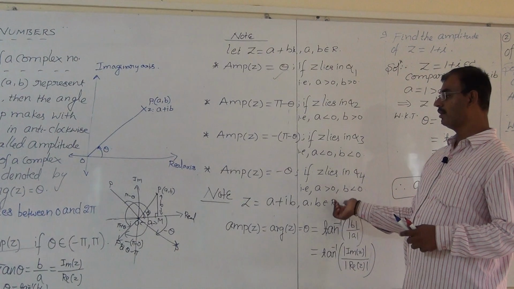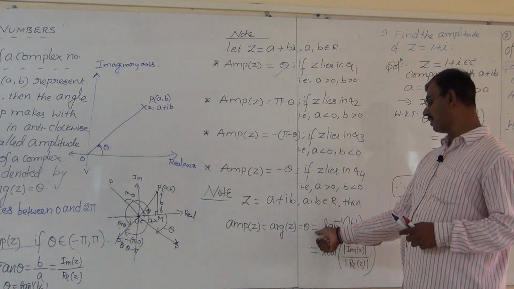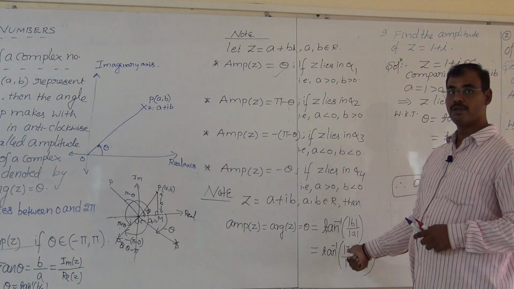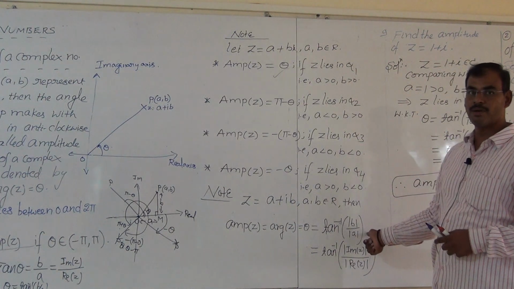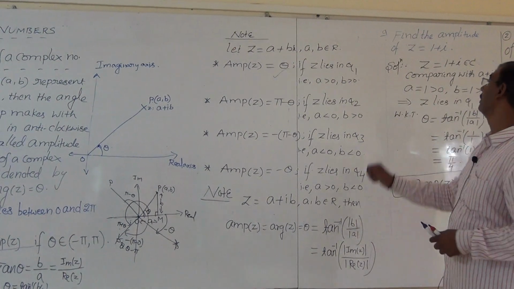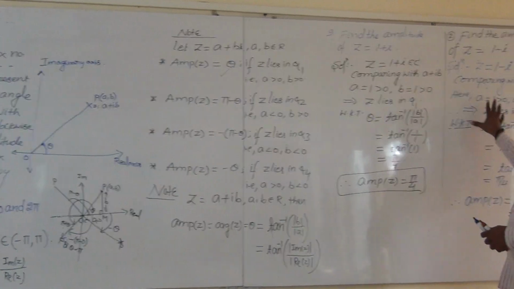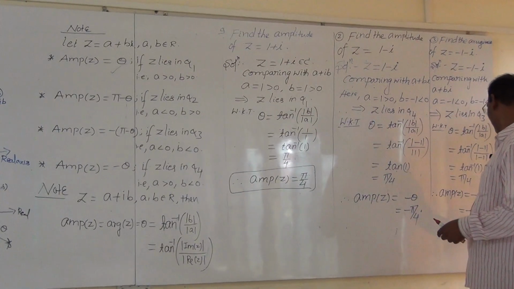To find the theta value, the formula is theta equal to tan inverse of mod of the imaginary part of Z by the real part of Z. Then solve the questions. This is the procedure. Tomorrow we have to solve more questions. Okay. Thank you.